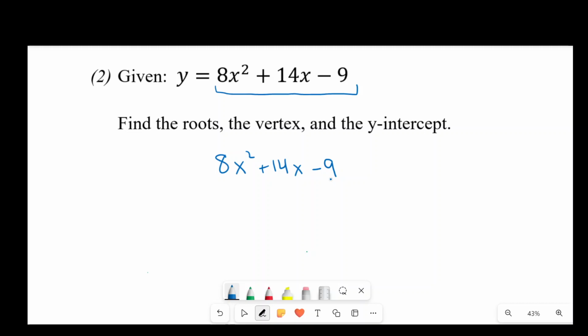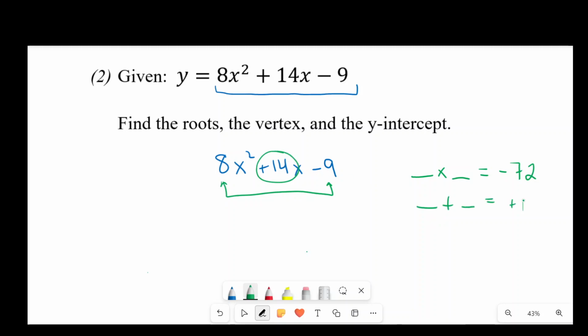So I can't common factor anything, and I definitely have a complex trinomial. So how do I factor them? Well, I need to look at the a and c values, 8 and negative 9. If I multiply them together, I get negative 72. So I need to find two numbers that multiply to give negative 72 and add to give positive 14.